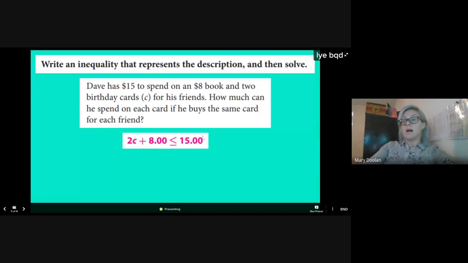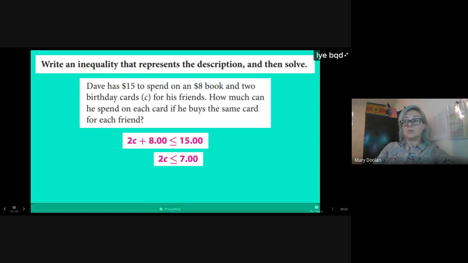Okay, I'm not going to subtract 15 from both sides because remember, I'm trying to isolate the variable. When you solve an inequality or an equation, you're isolating your variable. My variable is C and it's over here on the left. So that means I've got to get rid of this 8 first. So I'm going to subtract 8 from both sides. That leaves me with 2C is less than or equal to 7.